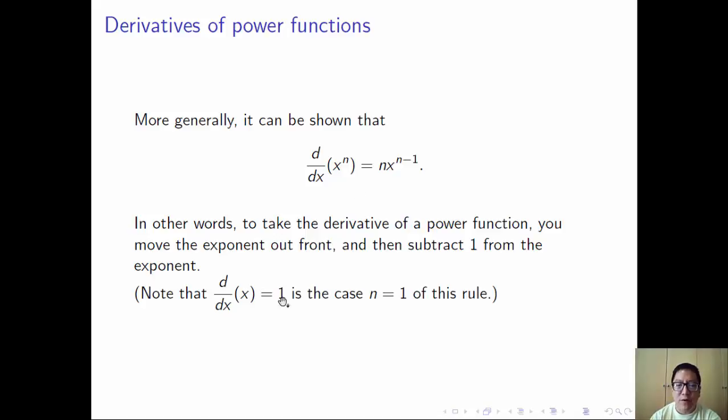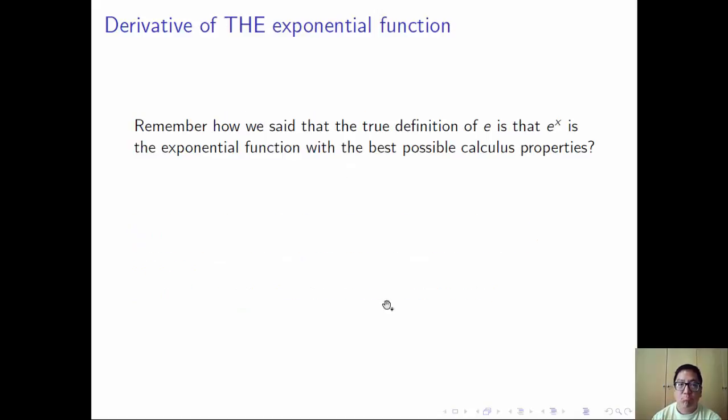Notice that when n is equal to 1, if you apply the same rule, then the 1 comes out front and the 1 becomes 0 up here, and x to the 0 is just 1. So the fact that the derivative of the function x is equal to 1 is simply the case n equals 1 of this rule.